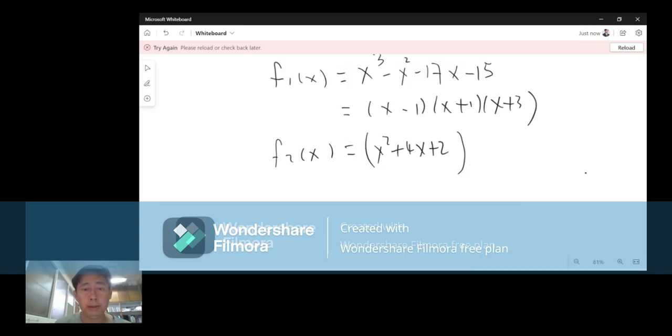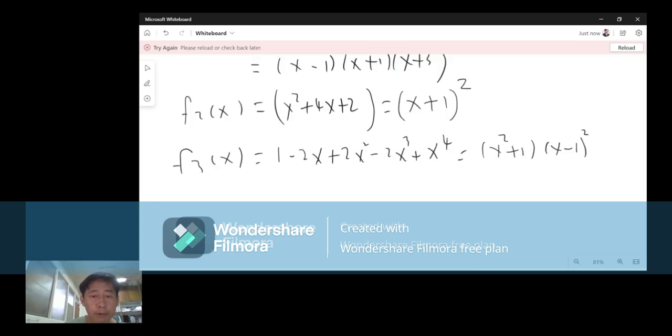distinct factors. This is another example of a polynomial of order 2. The quadratic expression can be expressed as the product of the common linear factor x plus 1. Here f2 is reduced into the product of 2 linear factors which are common. So here we have a repeated linear factor x plus 1 for the function f2.